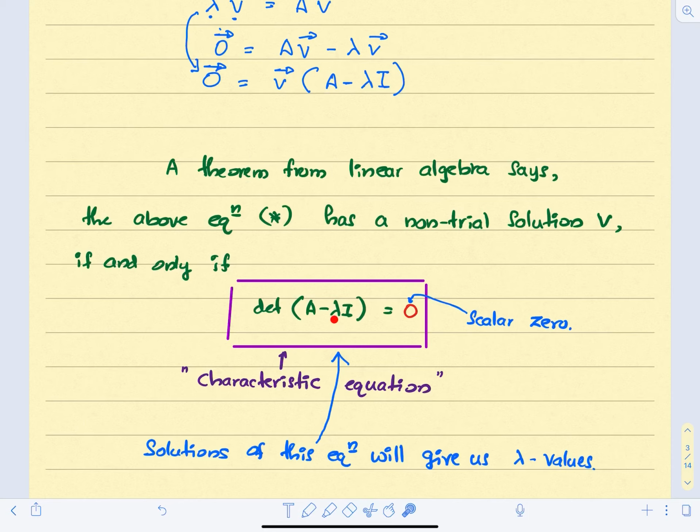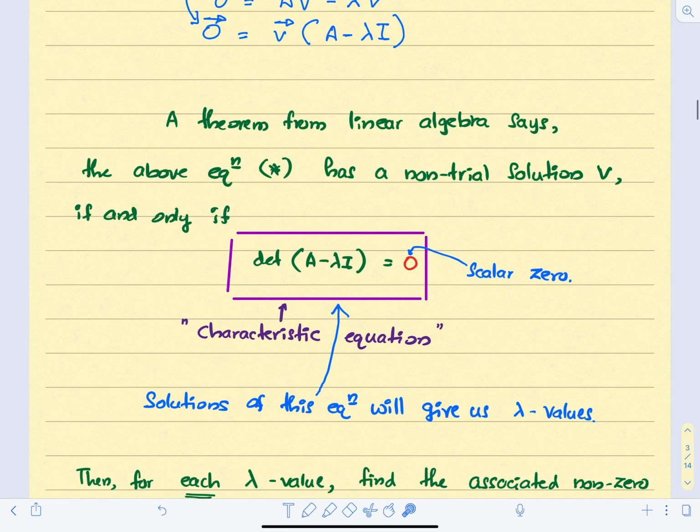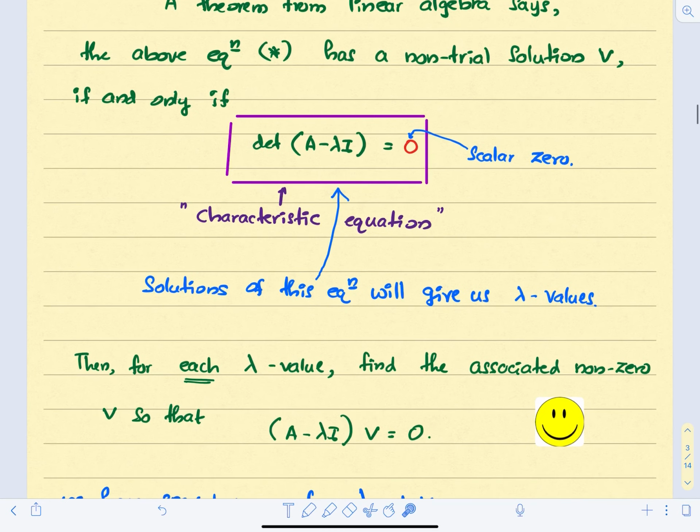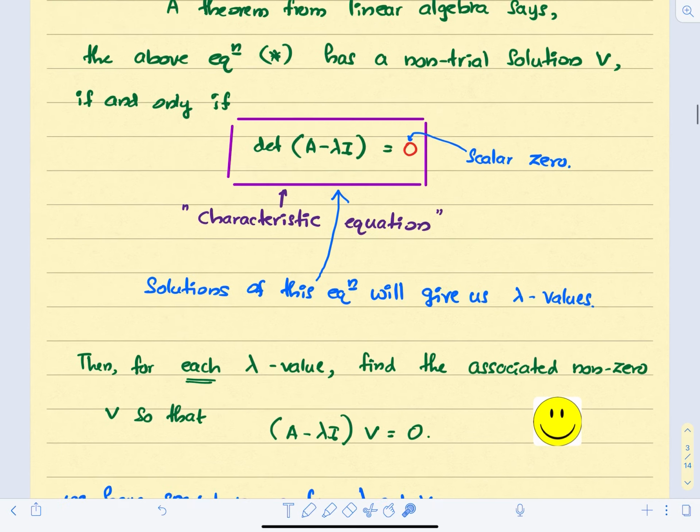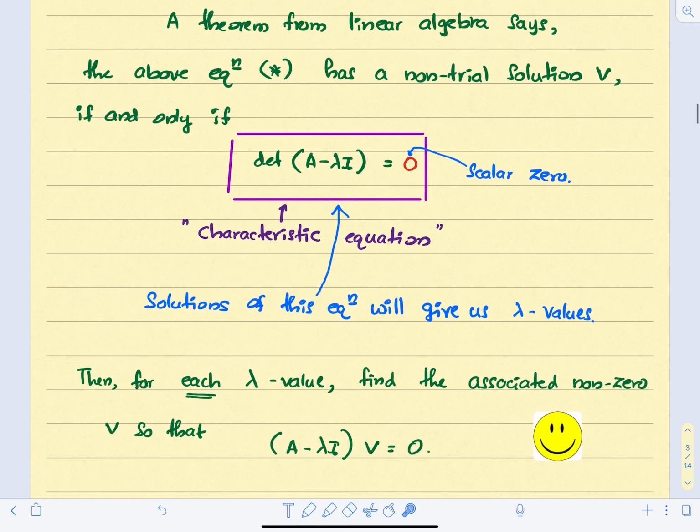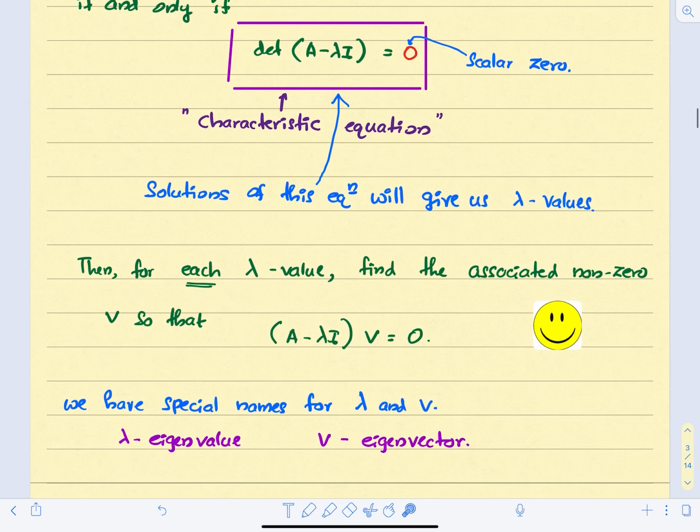After that, for each lambda, we go and solve this equation for v, and then we can find the corresponding v values. And we have a special name for these two quantities. In linear algebra, we say that this lambda is an eigenvalue and vector v is an eigenvector.